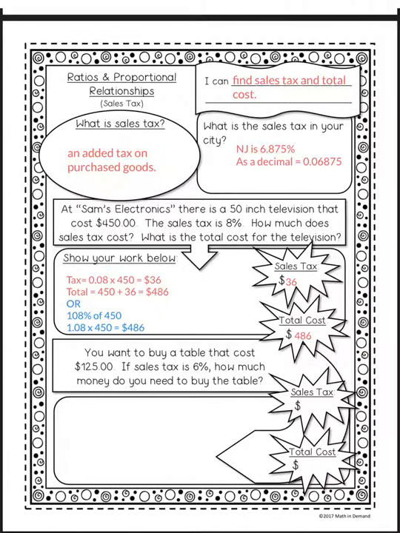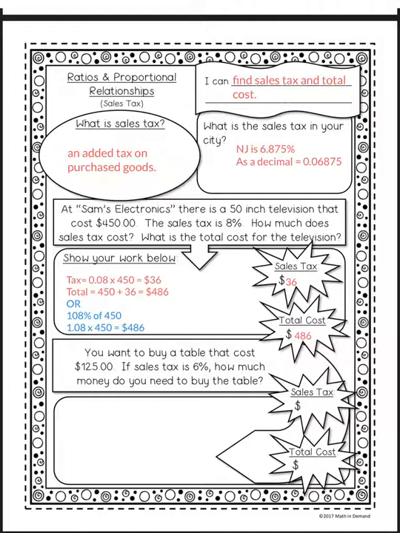Since they are asking us to find both the sales tax and the total cost, I'm going to do what's in red. To find the tax, I take 8% and I multiply it by $450, which is the price of the TV. Notice I turned 8% into a decimal first and then multiplied. To find the total, take the cost of the TV and add the tax that you just found.